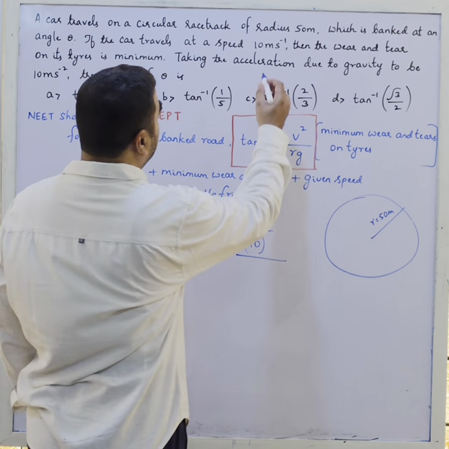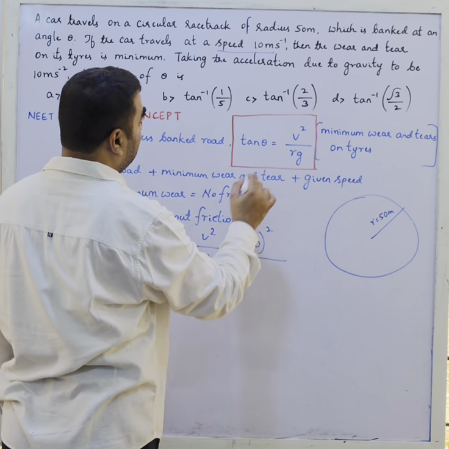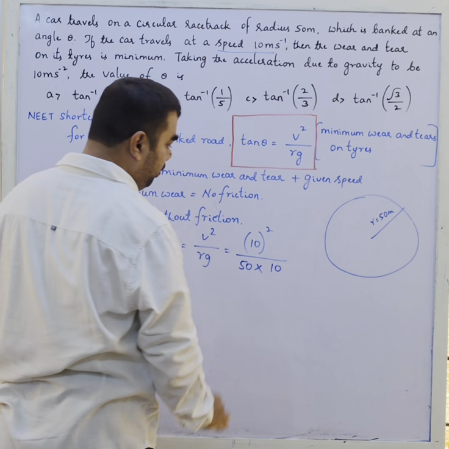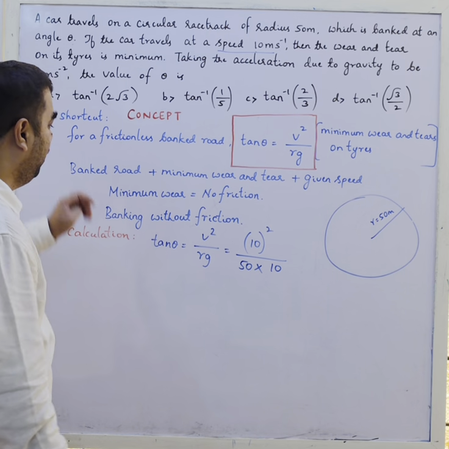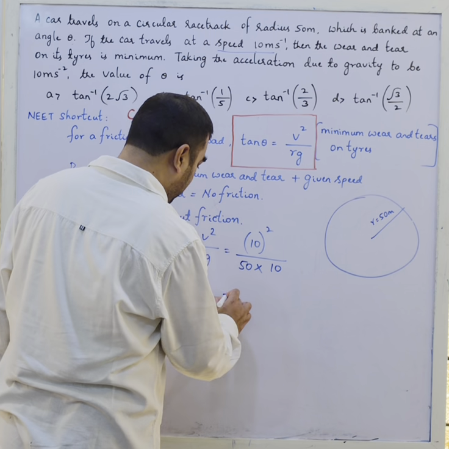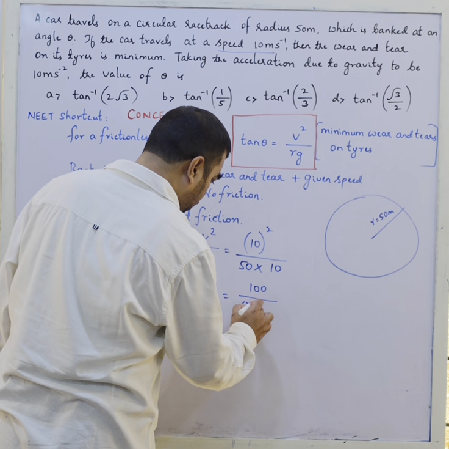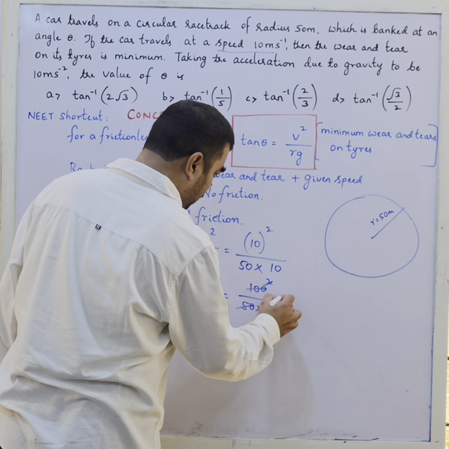So the speed is 10 meter per second, which is 10 square. R is 50. G is 10, acceleration due to gravity is 10, constant, or maybe they have given it. Okay. Now simple calculation: 10 square is 100, divided by 50 into 10. 50 ones are 50, 50 twos are 100, so it cancels to 1 by 5.